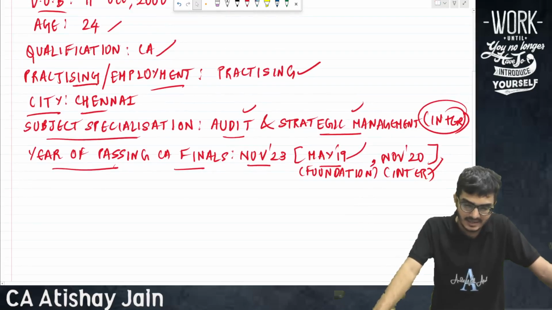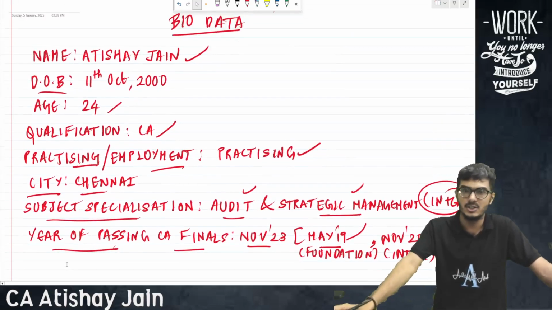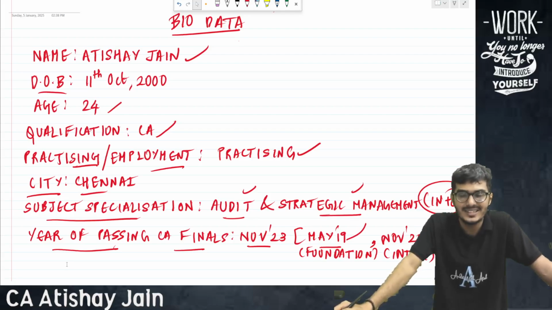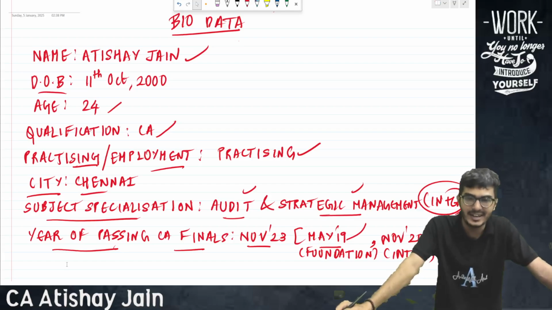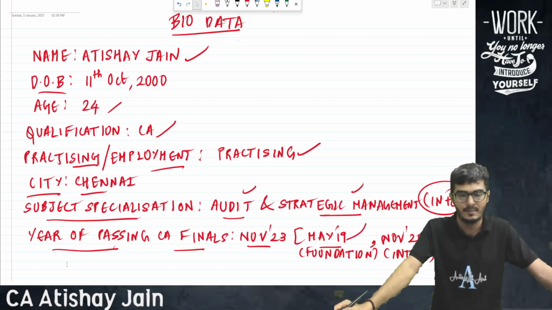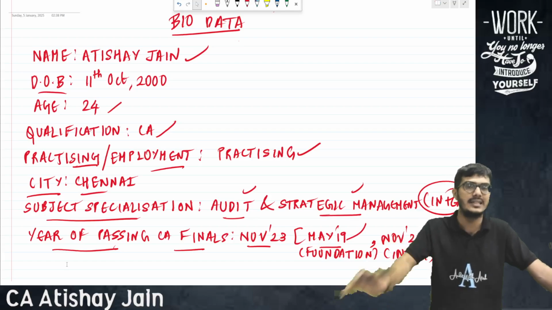So, giving you basic details about who I am. My name is Atishay Jain. My date of birth is 11th October 2000. Funnily, I call this my biodata, which I give in the first class of every batch. Age 24. Qualification: yes, I'm a chartered accountant. Am I into practicing or employment? I'm into practicing. City, Chennai. Subject specialization: I'm good at audit and SM, both at CA Inter level.